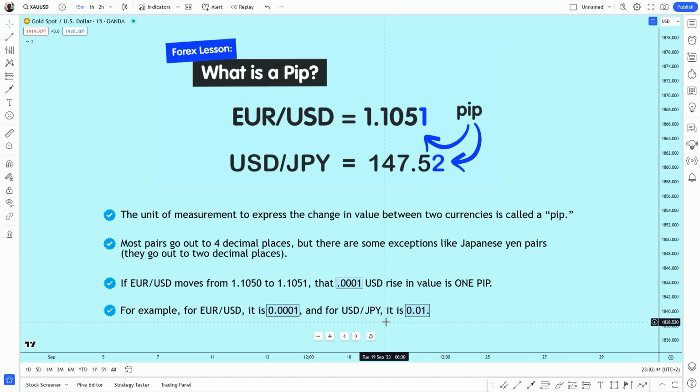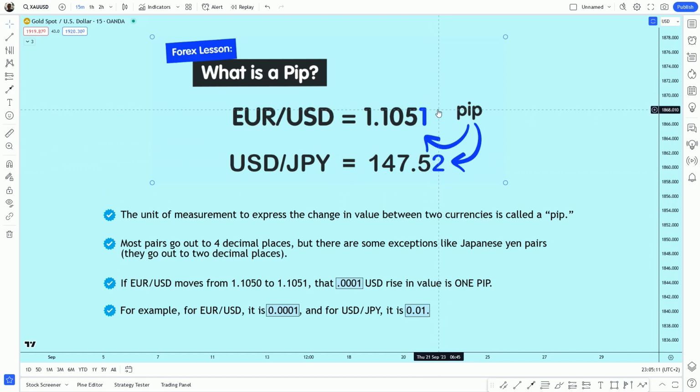But for JPY pairs it's different. So let's say we want to add 1 pip to this price here. That would be 147.53. So simply said, on most pairs, a pip is a fourth decimal number, but for JPY pairs, a pip is a second decimal number.